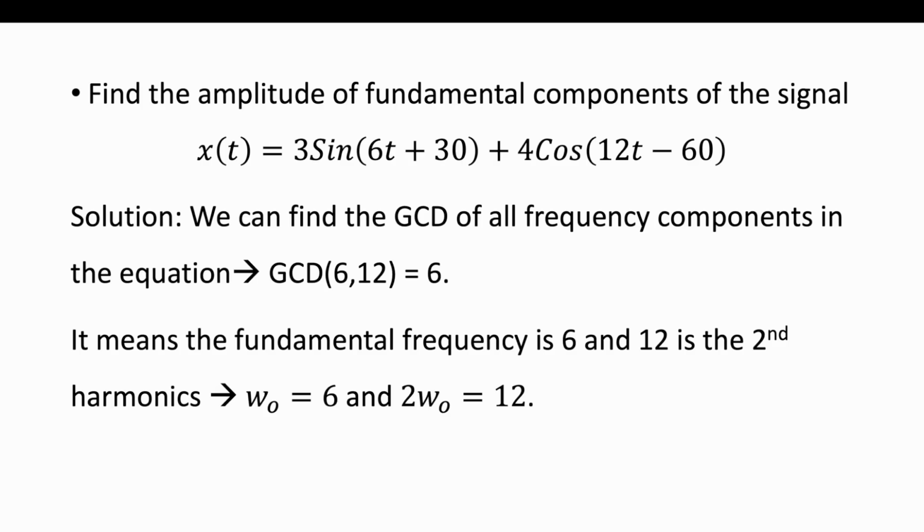This shows that 6 is the fundamental frequency, so that is omega naught. For the second harmonic, you need to multiply 6 by 2, so 2 omega naught is equal to 2 multiplied by 6, so the answer is 12. The question was to find the amplitude of the fundamental component. The fundamental component is 6t and its amplitude is 3. That is why the amplitude of the fundamental component is equal to 3.